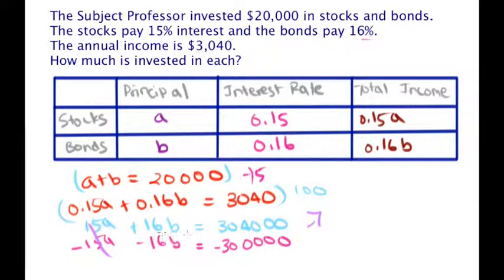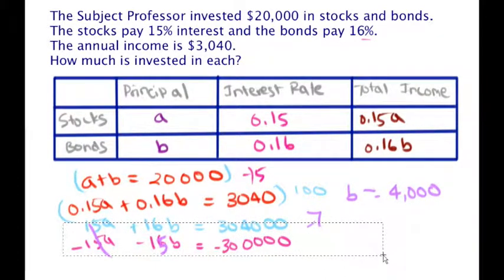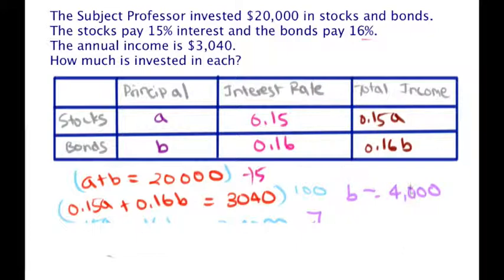So I'm going to move over here now. So the 15A's cancel out. 16B minus 15B is 1B, and 304,000 minus 300,000 is 4,000. So B is equal to 4,000. So we know that B is equal to 4,000. I'll clear this up so we can get more space. So we know that B is equal to 4,000. So we're just going to plug it back into the original equation.